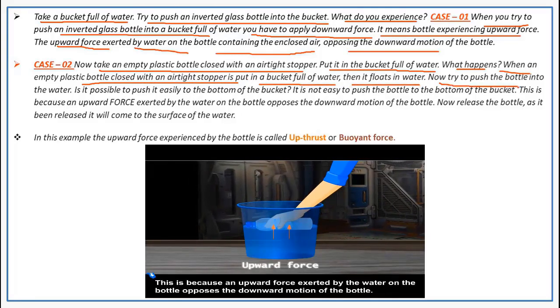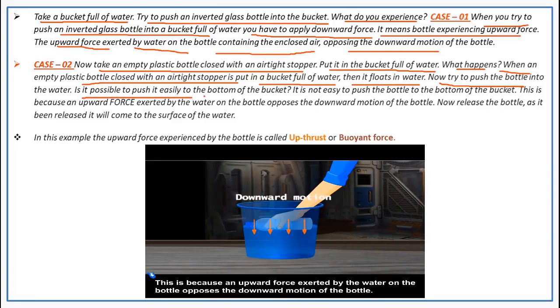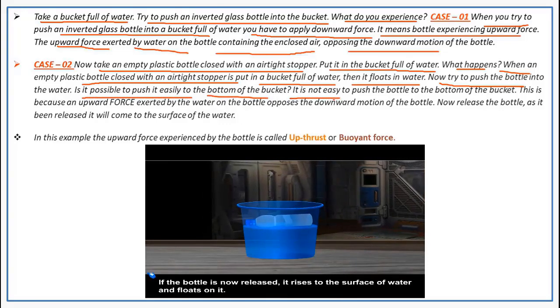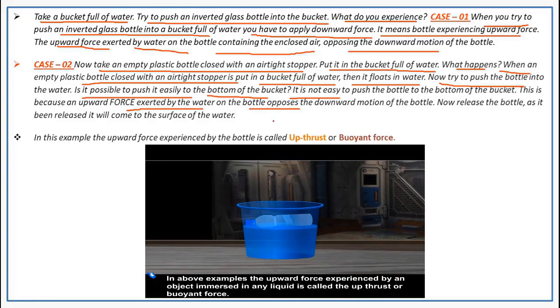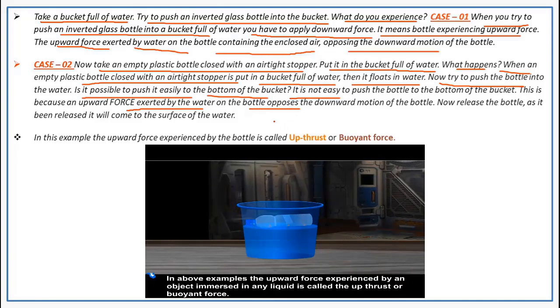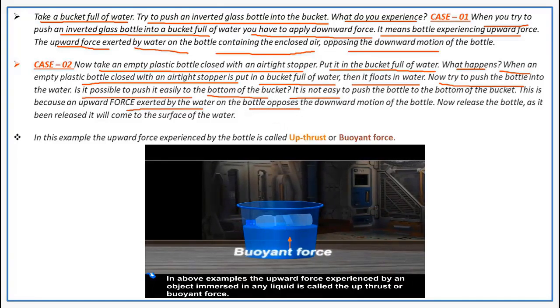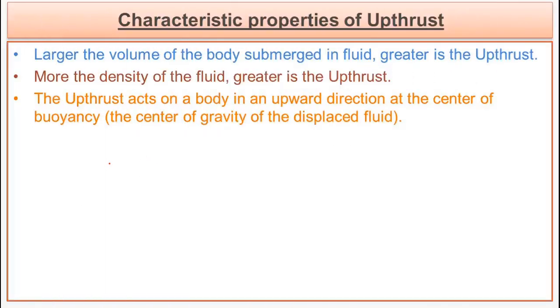Now try to push the bottle into the water. Is it possible to push it easily to the bottom of the bucket? It is not so easy. Why is it so? Because there is a force exerted by the water on the bottle. The force exerted by the water on the surface of the bottle is called the upthrust or the buoyant force.